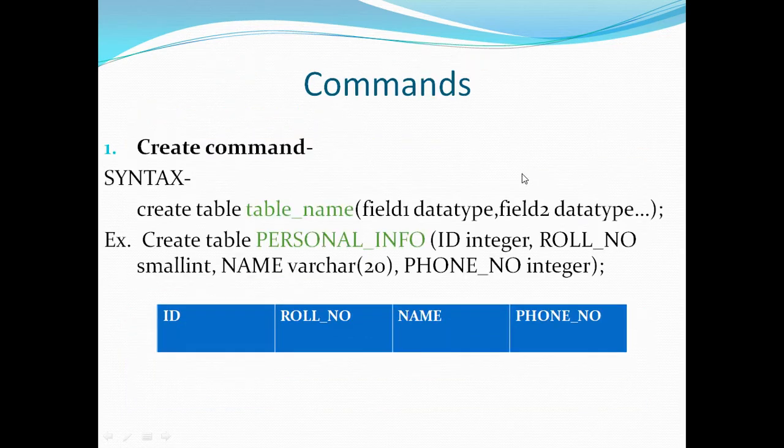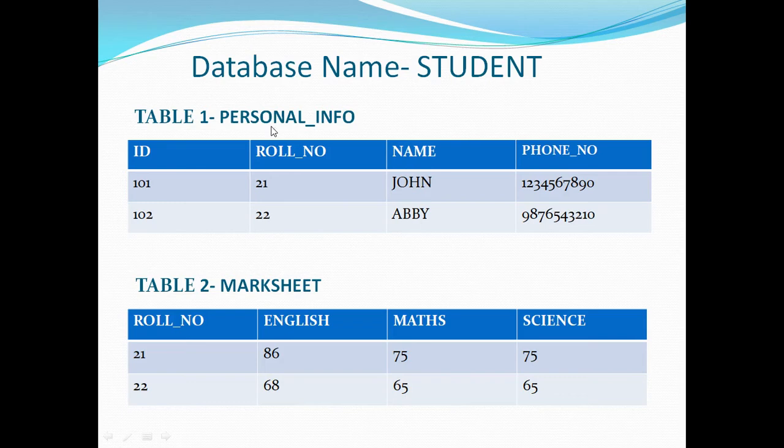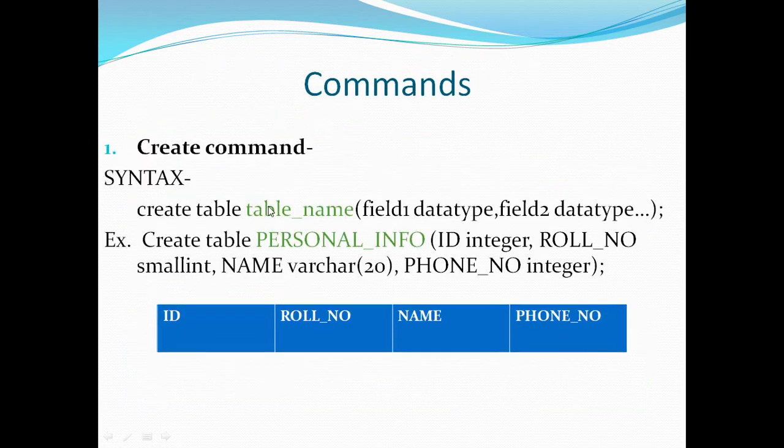So let's create this table using the create command. The first command we are using is the create command. The syntax is: we write create table and then the table name. Suppose the table name is personal info, so in place of table name, we will write personal info. So what is the syntax? Create table, table name. We will start a bracket and then one by one we will write all the fields with their data types.